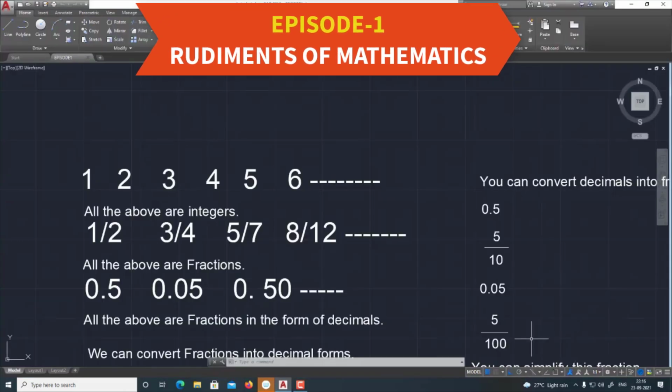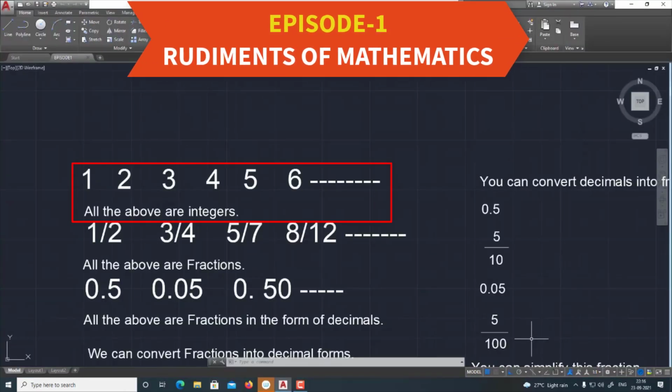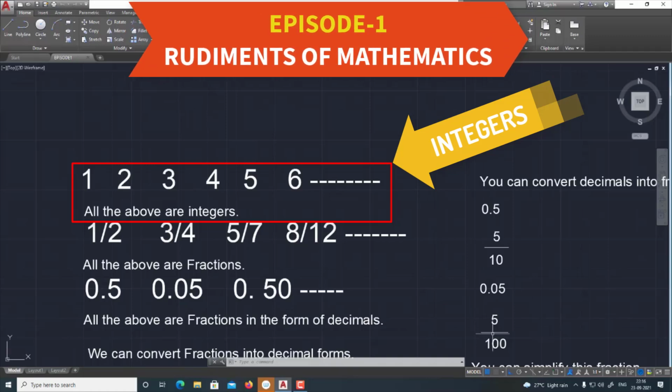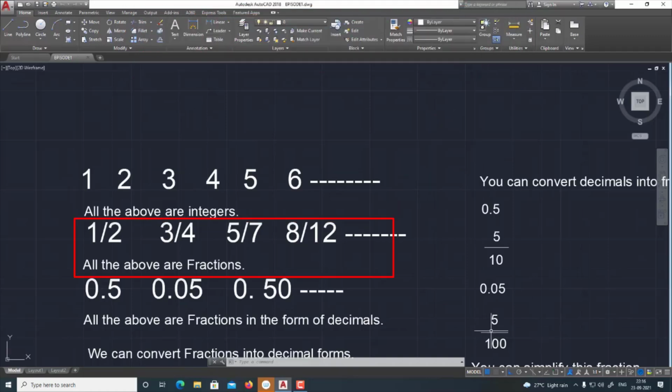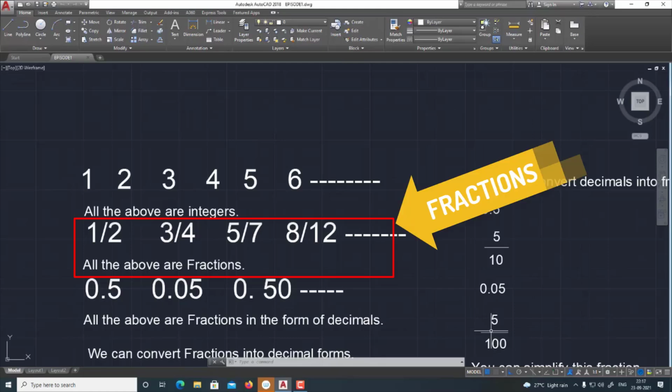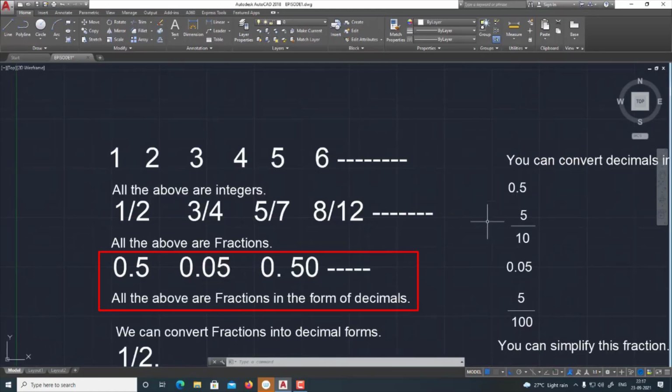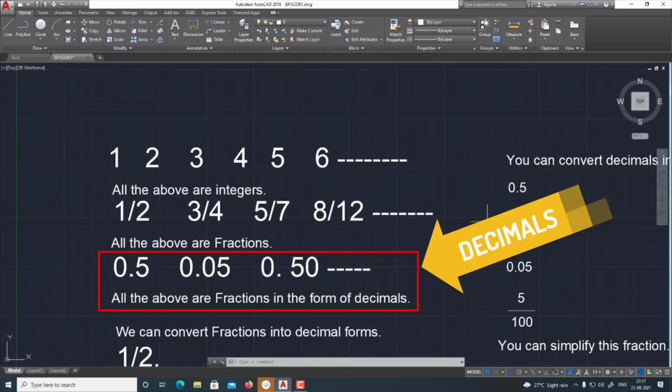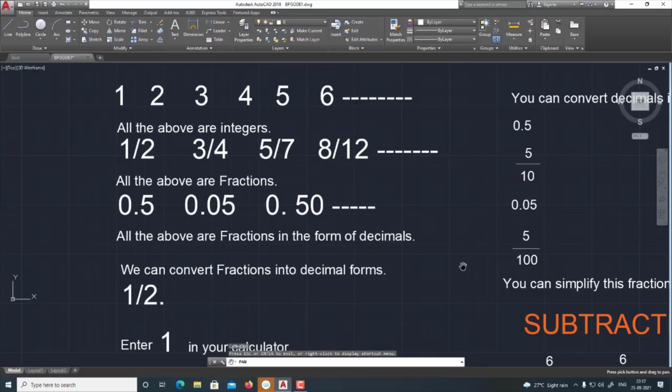Moving on, 1, 2, 3, 4, 5, 6. All the above are integers. 1 by 2, 3 by 4, 5 by 7, 8 by 12. All the above are fractions. 0.5, 0.05, 0.50. All the above are fractions in the form of decimals. You can convert fractions into decimal forms.